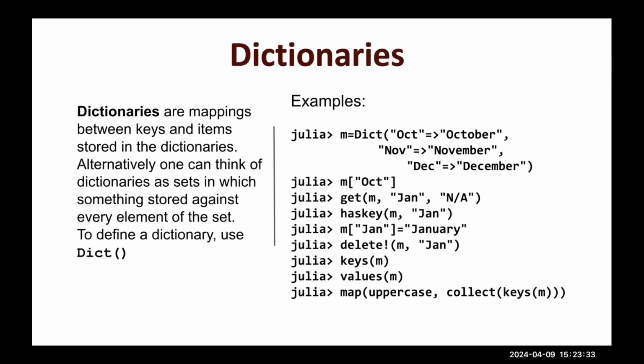Dictionary is similar to a Python dictionary, but the syntax is a little bit different. When you define a dictionary, you use dict, and then instead of using a colon, you use this arrow symbol to represent the corresponding relationship.